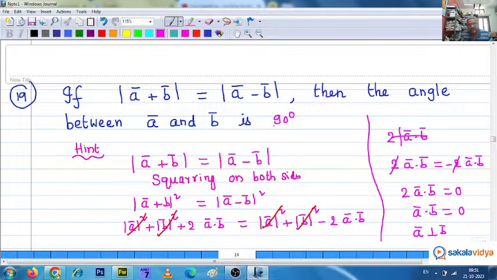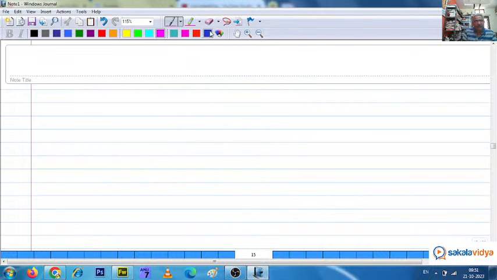This is very important. You need not memorize these steps. Directly remember this condition: if mod of A bar plus B bar is equal to mod of A bar minus B bar, then the angle between A bar and B bar is 90 degrees. They are mutually perpendicular to each other.